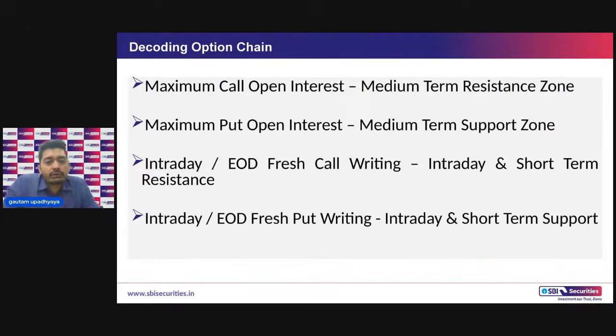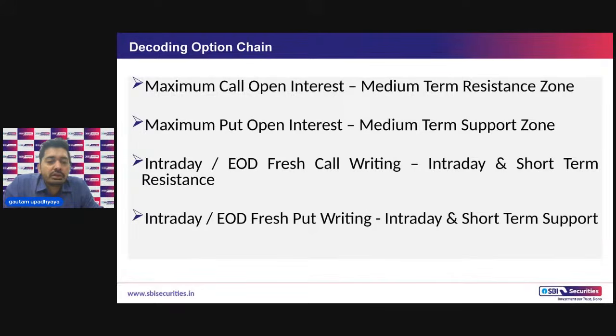So till now what we have discussed is maximum call open interest is equal to medium term resistance level. Maximum put open interest is the medium term support. Intraday where there is fresh call writing, it will be an intraday resistance level.